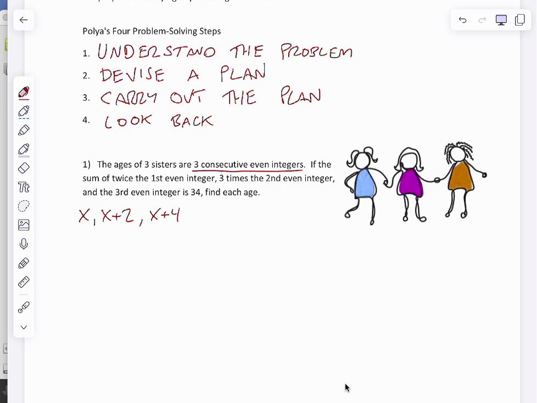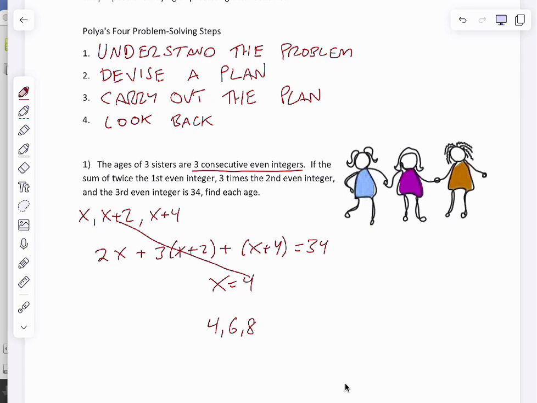And then I'm guessing, Nate, you did 2x plus 3 times x plus 2 plus x plus 4 equals 34? Yeah. Okay, and when you solve this, you can just trust me, you get x equals 4. And then, Nate, what are the answers? 4, 6, and 8. You get that by doing 4 plus 2 and 4 plus 4.